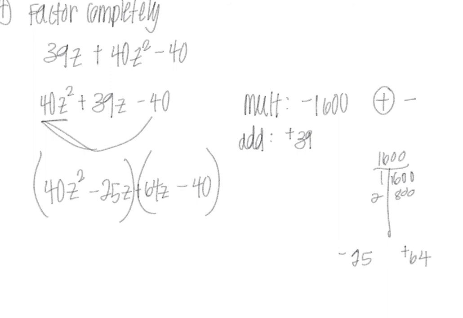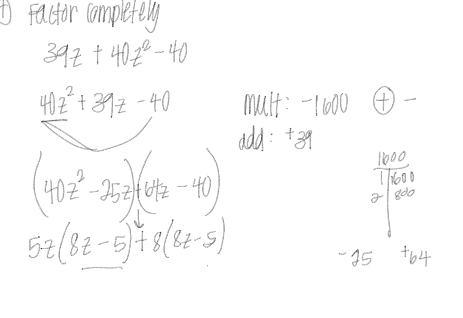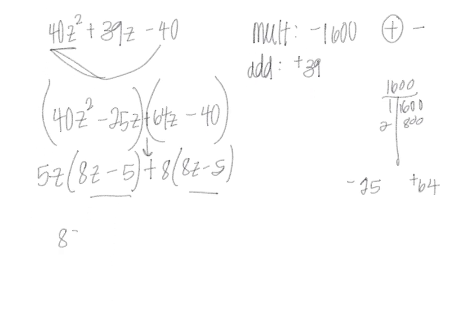Okay, so 40 and 25. I think they have a 5. And maybe just a z. And I would be left with 8z minus 5. Okay, next side, bring the plus down. Maybe just an 8, and be left with 8z, and negative 40 divided by 8 is a negative 5. So they have in common an 8z minus 5. Write that down. 8z minus 5, close parentheses, times 5z plus 8. Perfect.